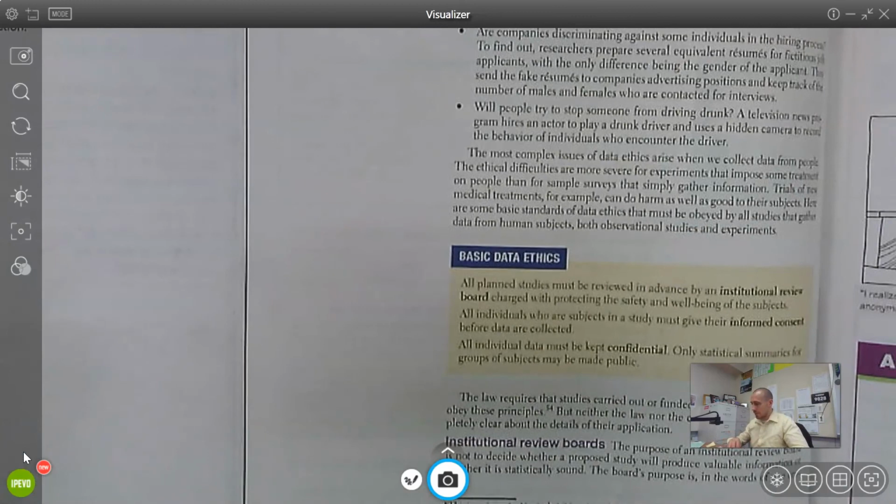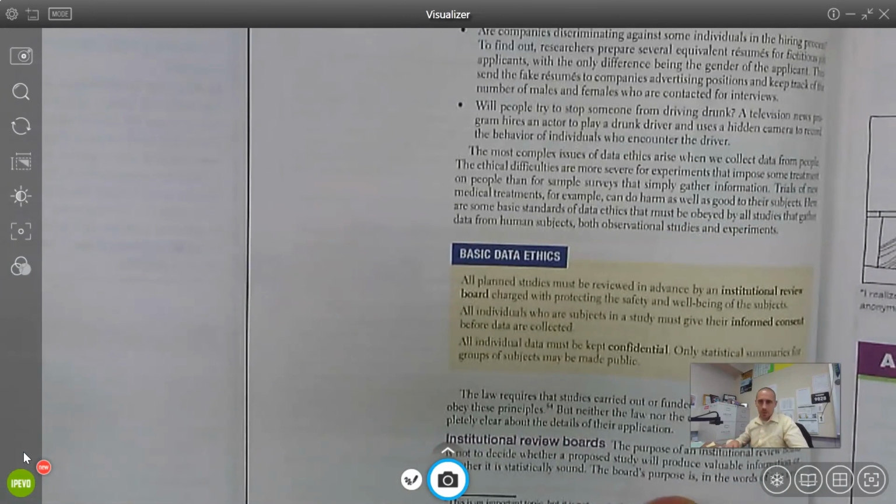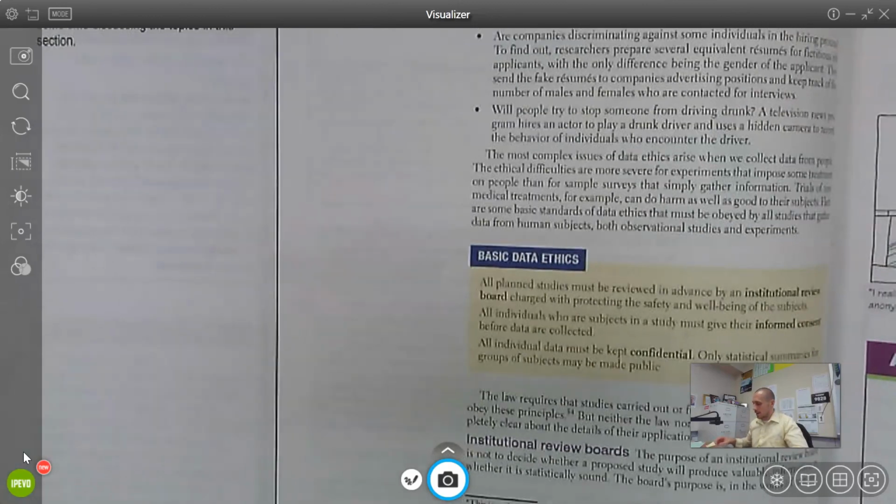Establishing causation is difficult. This gets into data ethics, which is not part of the AP curriculum. So I'm not going to go into that.